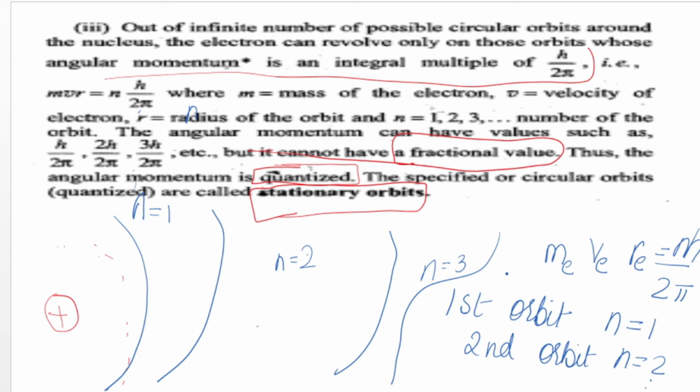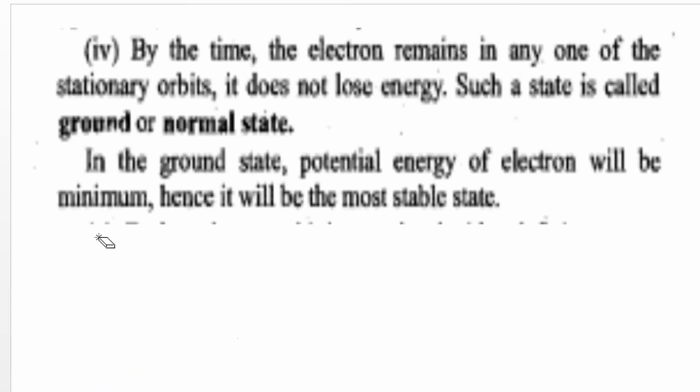So you don't have 2.8 of an orbit either. It is on to the next particular postulate. So what is this postulate telling us? That if the electron remains in its stationary orbit, it will not lose any kind of energy. Fine. Okay, and that is why it is called the ground state or the normal state.